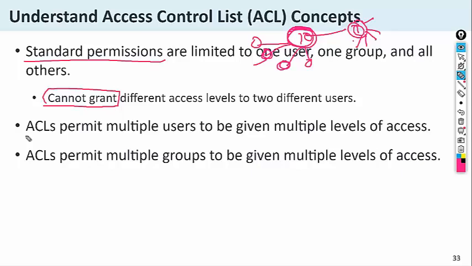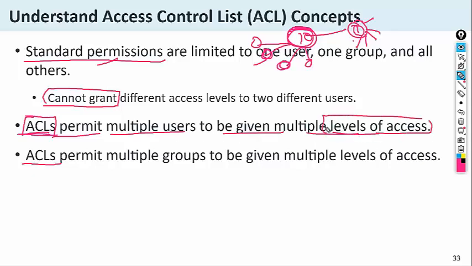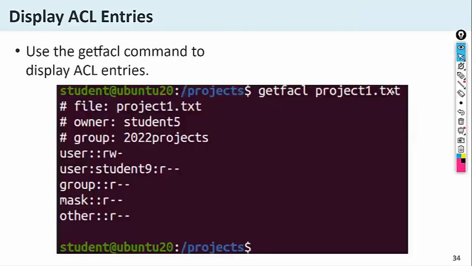That is the reason there is ACL in the market which is going to replace this. So ACLs permit multiple users to be given multiple levels of accessibility. It means different users will have different types of permissions. It also permits multiple groups to be given multiple levels of accessibility.